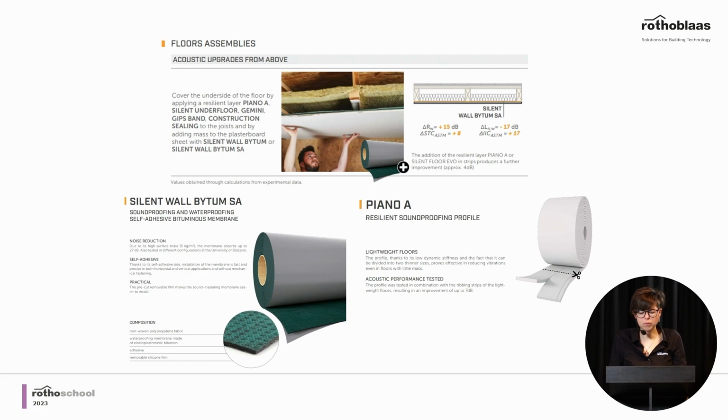closing the beams, if we have beams, with plasterboard panels, coupling the plasterboard with a silent wall bitumen SA. And more than this, you can apply a separating layer, like for example Piano A, or Silent Floor PU in stripes, or Silent Underfloor. And in this case, you can have both improvements, as we have said before. So we have mass, which can help from the acoustic point of view, and we have a separating layer that reduces the propagation of vibration through the structure.